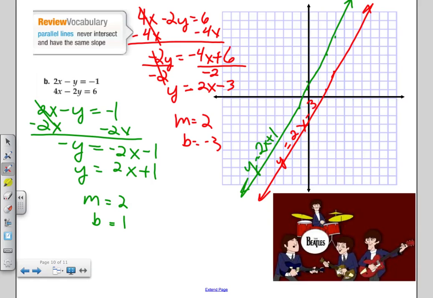So we can see that they're parallel, which we could see because they had the same slope and different y-intercepts. No solution. They'll never intersect, so they will have no common solution.